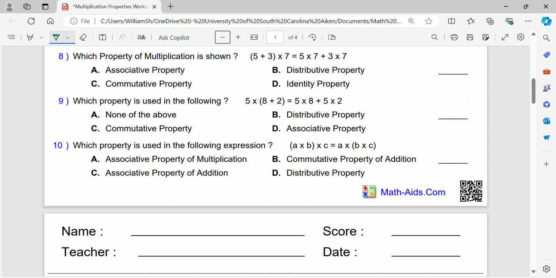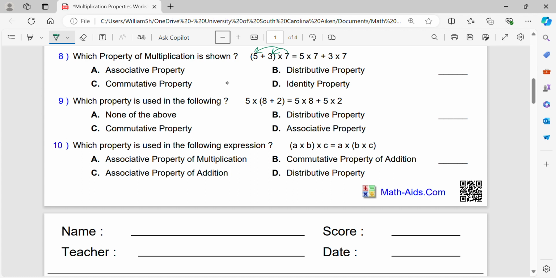I'll look at number 8. It says, which property of multiplication is shown? Okay. It says 5 plus 3 times 7 equals 5 times 7 plus 3 times 7. Now, what did they do here? It looks like they put that 7 to both of those terms. Now, this might look a little different than the distributive property that we've done so far, but it doesn't matter which side the multiplication is done on. We could distribute in both directions here, because 5 plus 3 times 7 is the same thing as 7 times 5 plus 3.